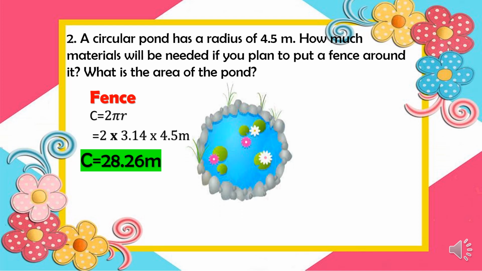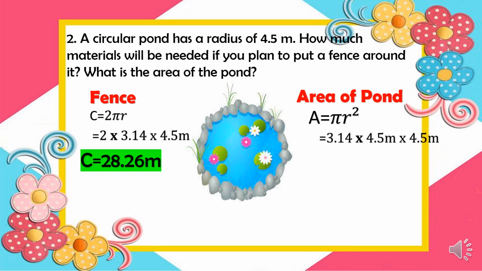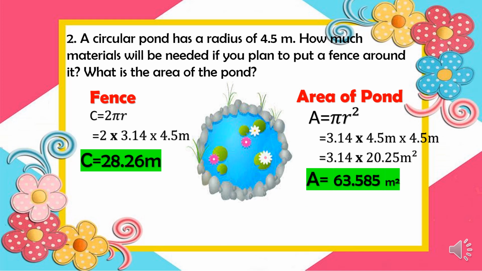Okay, so this is the circular pond. So let us now get the area of the pond. So again, we will be using the formula A equals pi r squared. So that means 3.14 times 4.5 times 4.5. When we multiply 4.5 times 4.5, the answer will be 20.25 square meter. So that means the area of the pond is 63.585 square meter. Okay.